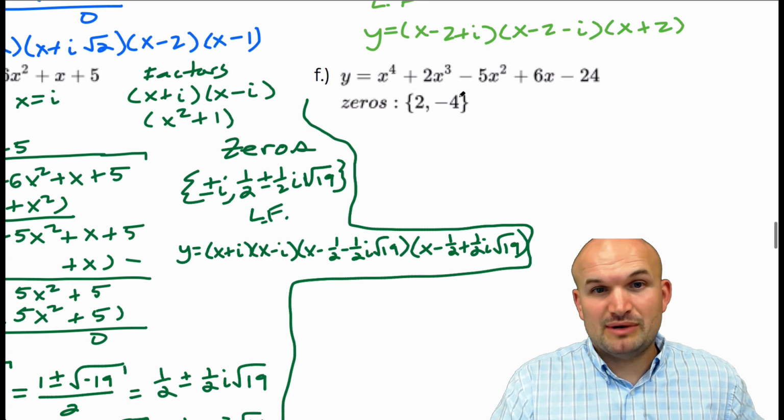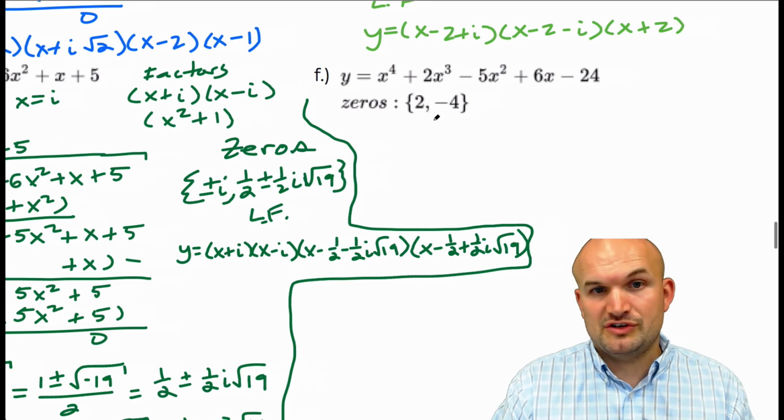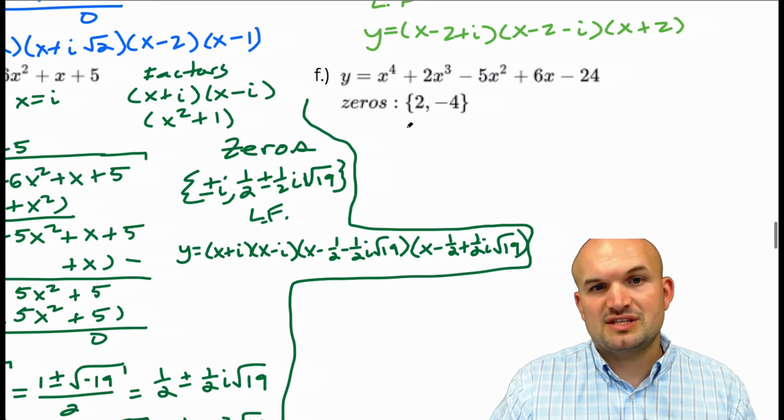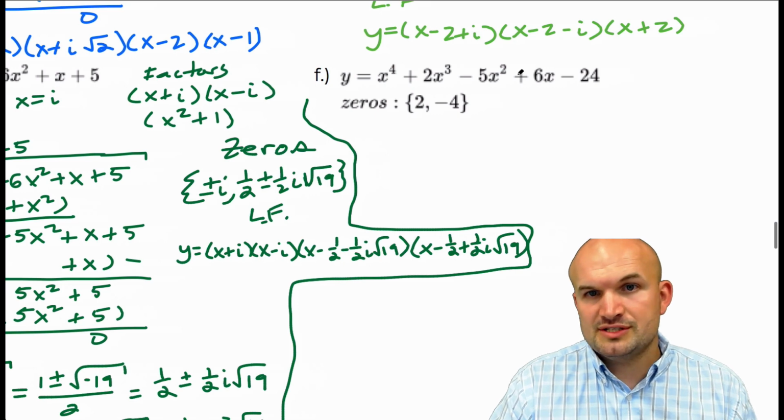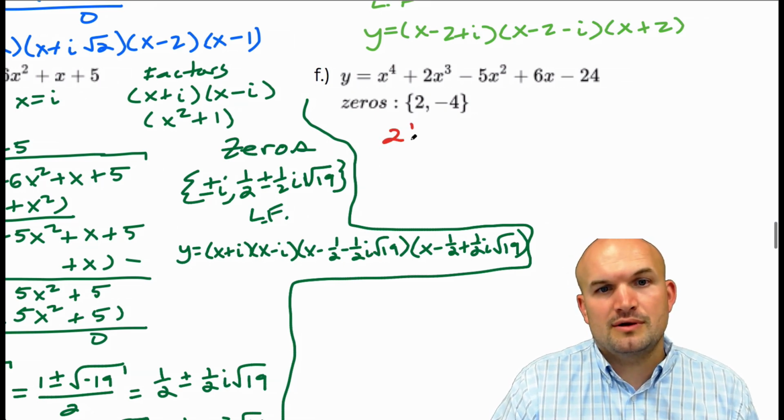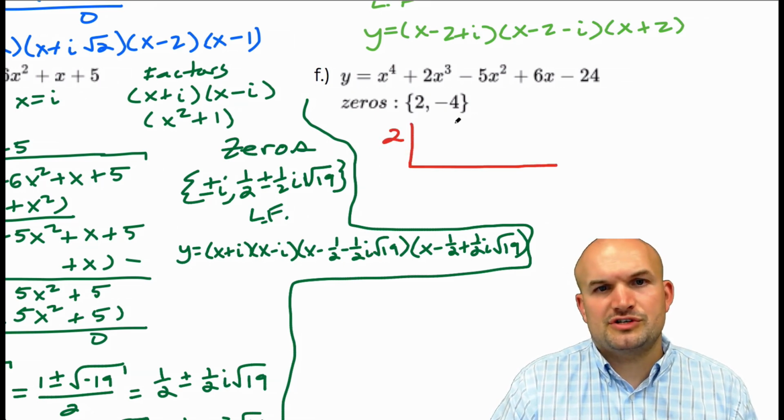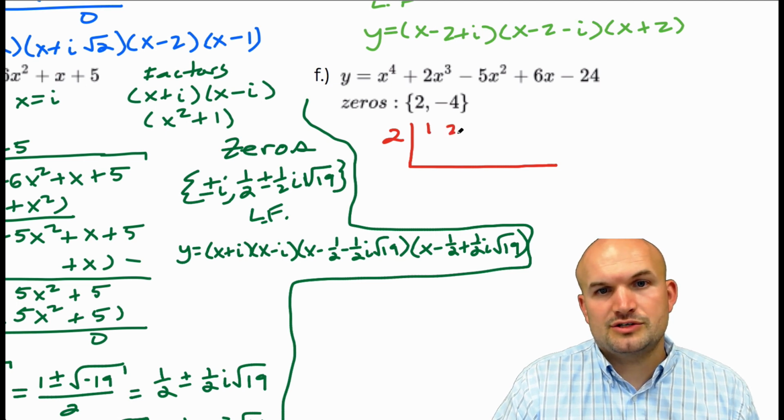So immediately when I look at this, I say, all right, I'm going to use synthetic division. First let's divide with 2. I like 2. All these in order? Yes. So I'll take 2, and let's do synthetic division. So I have a 1, a 2, -5, 6, and a -24.